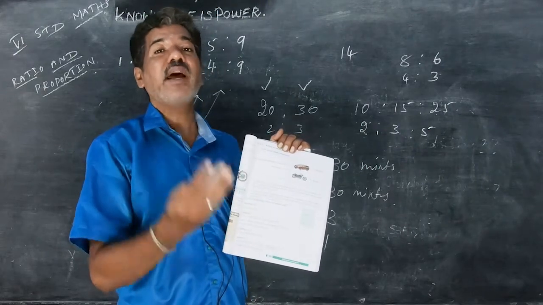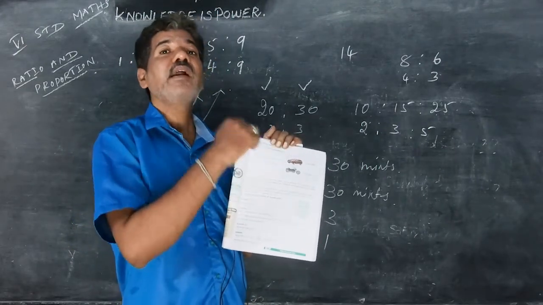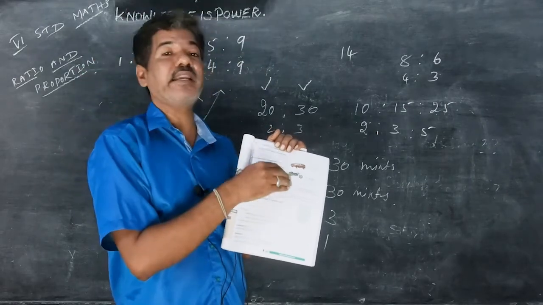Okay, how will you compare that? The car will be 10 times higher than the bike according to this.